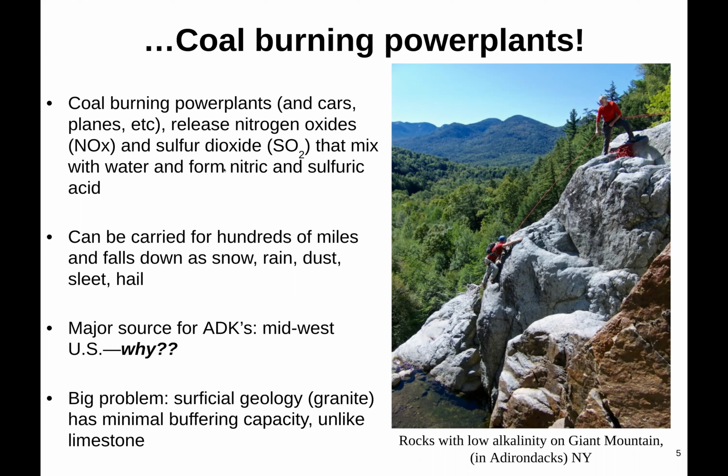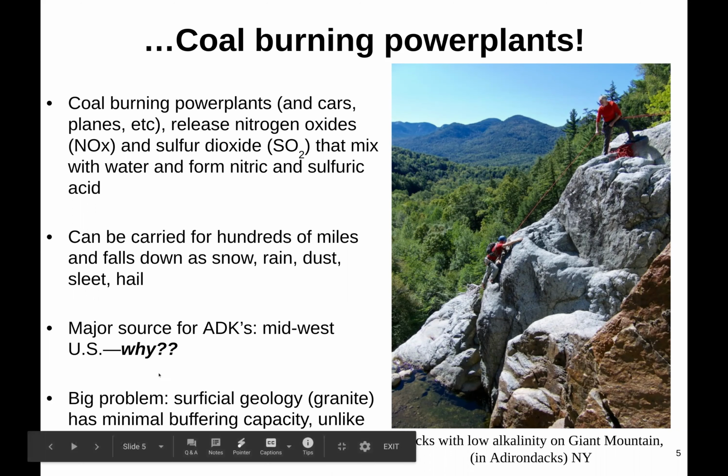Now, once these get into the atmosphere, they can be carried hundreds of miles by rainstorms, by wind currents, by anything, and they fall down as acidified liquids, as snow, rain, dust, sleet, or hail. And the major source for the Adirondacks was actually the Midwest. The answer to the question is why?